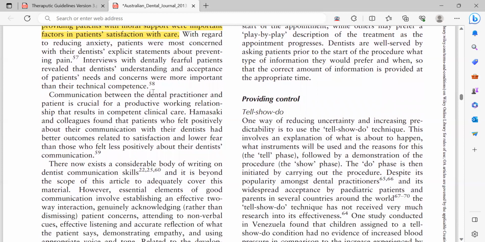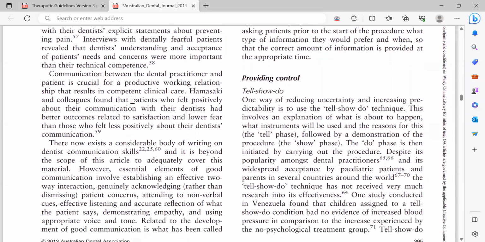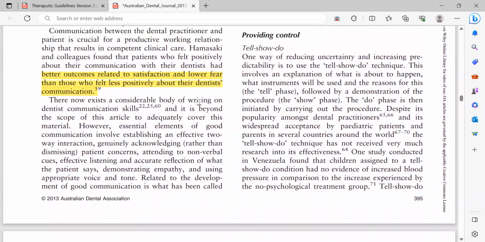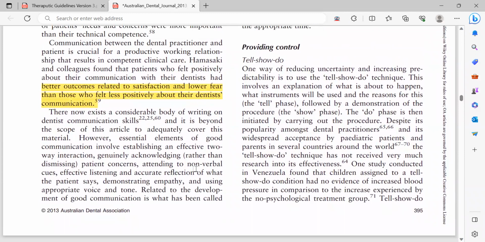Okay, then the communication between the dental practitioner and the patient is crucial for providing a working relationship that results in competent clinical care. They have found that communication with their dentist had better outcomes related to satisfaction and lower fear than for those who felt less positively about their dentist's communication. So your communication skills also play a very important role, and sometimes the non-verbal cues, effective listening.